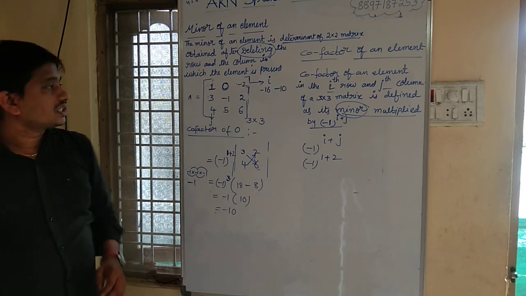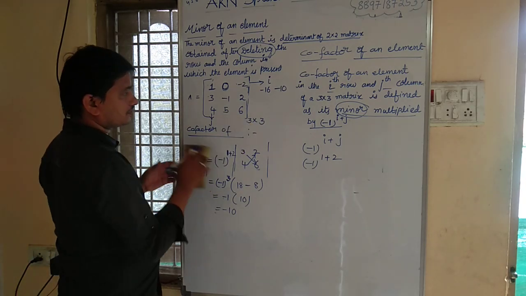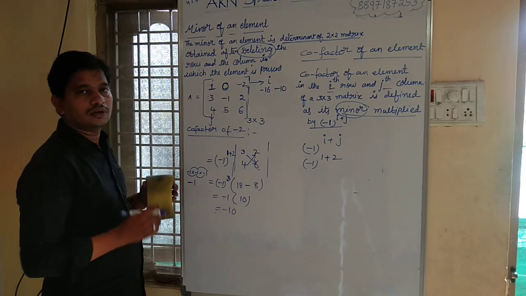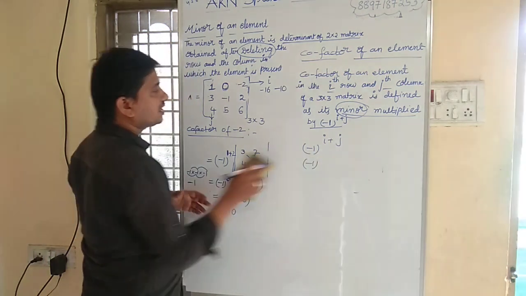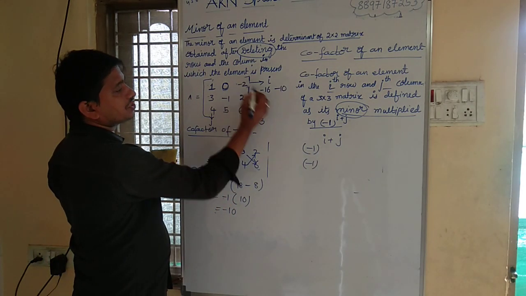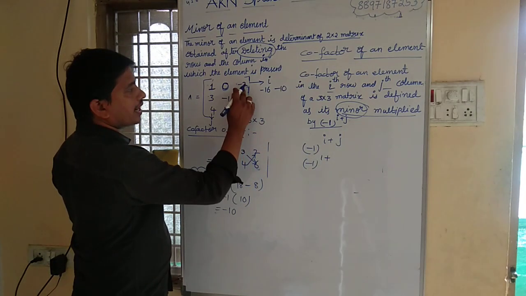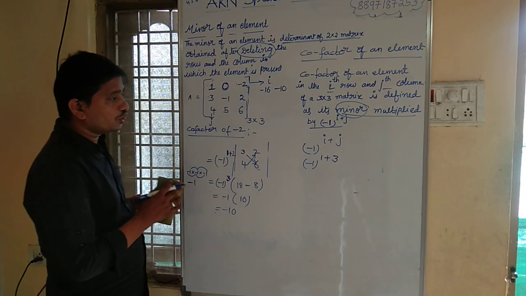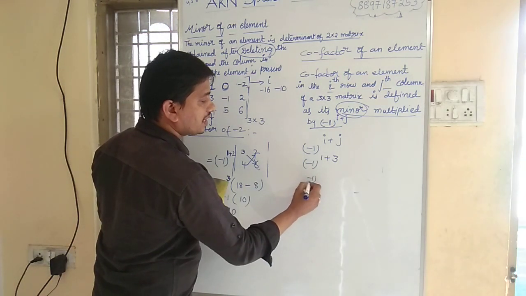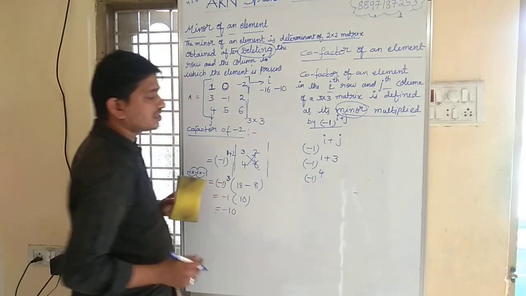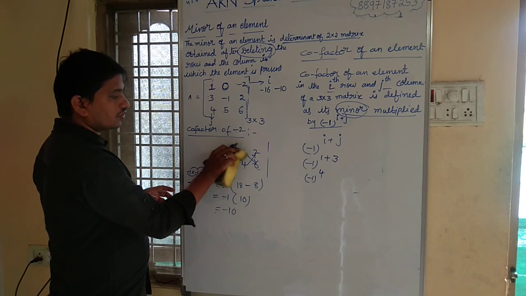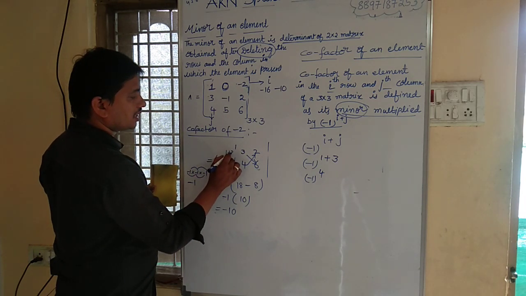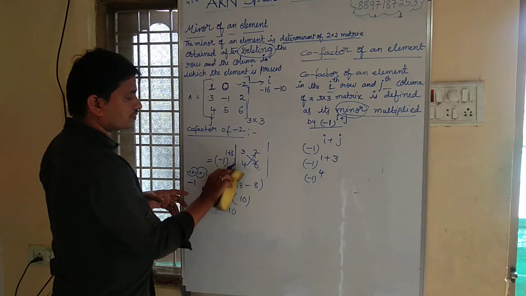Okay, now let us find the cofactor of minus 2. Actually, minus 2 is there in the first row and third column, right? So minus 1 whole to the power of 1 plus 3, how much, children? 1 plus 3, that is equal to 4.